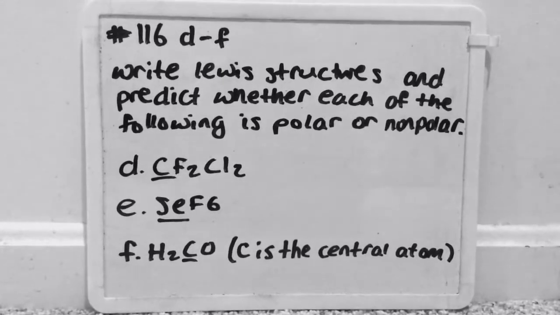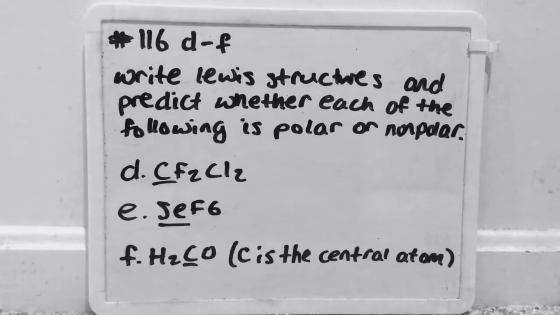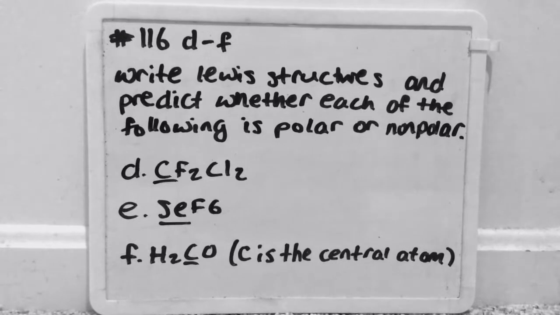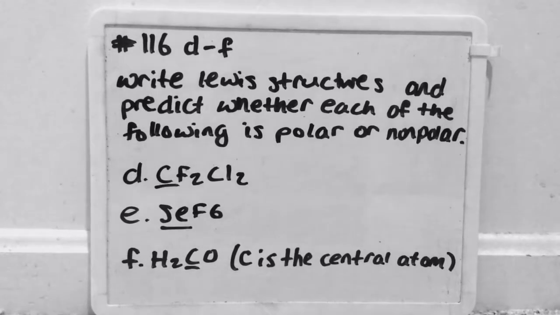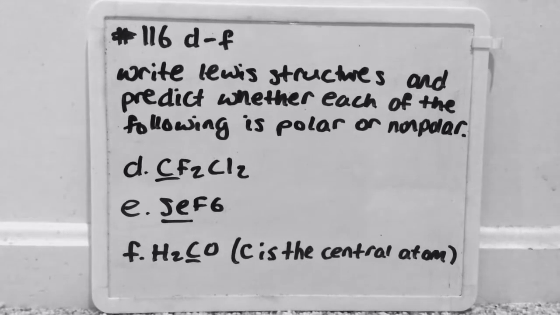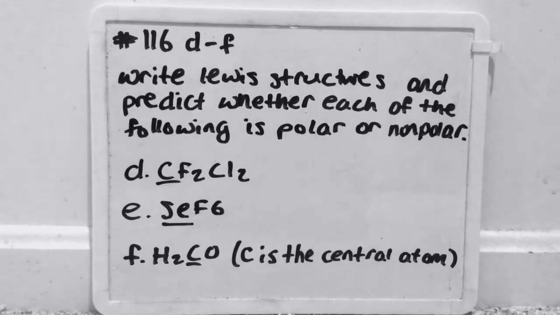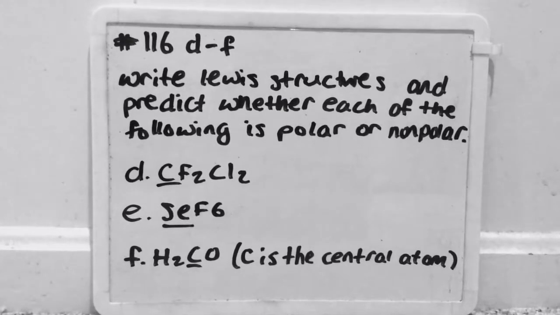So our first problem, number 116, asks us to write Lewis structures and predict whether each of the following is polar or nonpolar. We're only doing parts D through F, but our compounds are CF2Cl2, SeF6, and H2CO, where C is the central atom. Unless stated otherwise, like letter F, the first atom in the compound is usually the central atom.